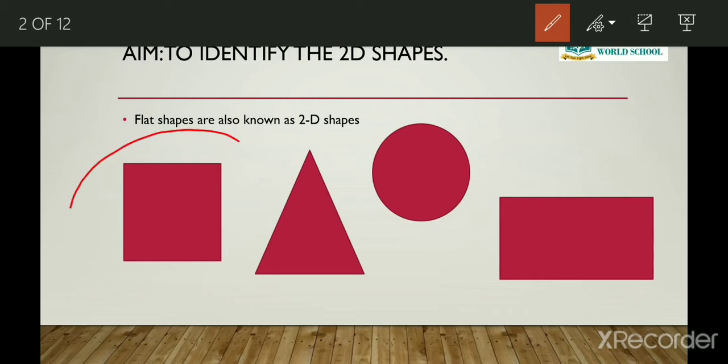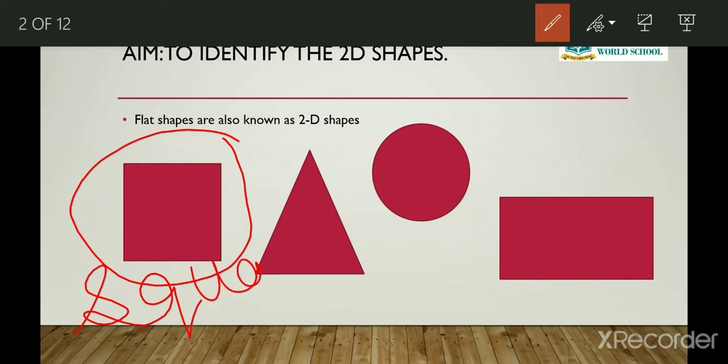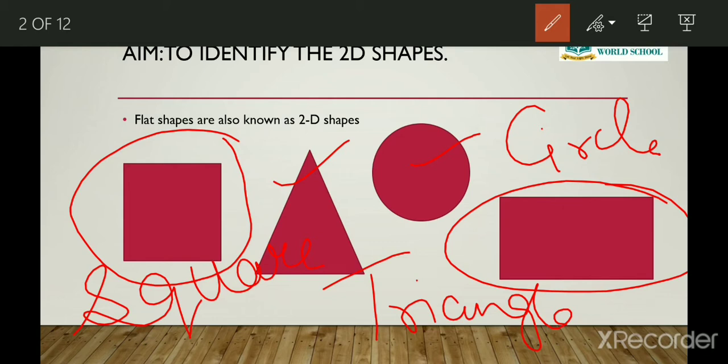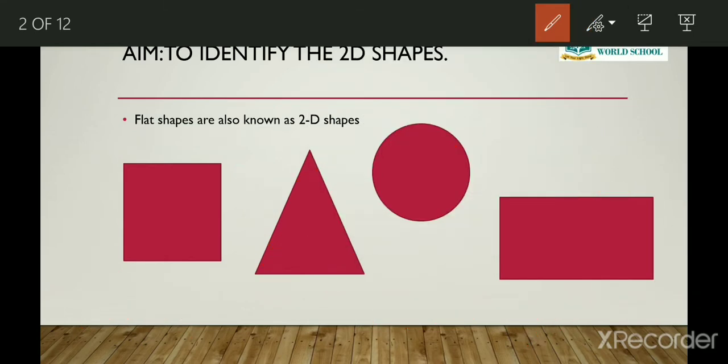The first one is called a square. The second one is called a triangle. And the third one is called a circle. Can you name the fourth one? Yes, it's a rectangle. Good. So, I hope this is clear, how we can just look at the shape and tell its name.